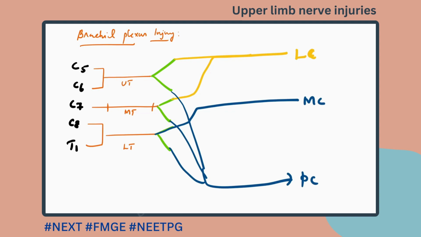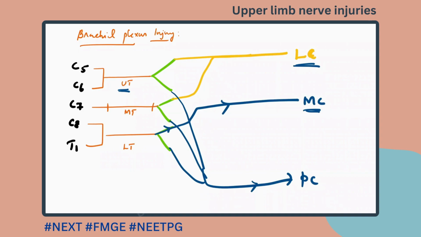Okay, simple. So brachial plexus is formed by C5, C6, C7, C8 and T1 roots. C5 and C6 join to form the upper trunk. The upper trunk divides into two divisions, anterior and posterior. C7 continues as the middle trunk. C8 and T1 join to form the lower trunk. Okay, and they divide into respective divisions. So the lateral cord is formed by the union of the anterior division of the upper trunk and the middle trunk. The medial cord is formed by the anterior division of the lower trunk. All the posterior divisions join to form the posterior cord of brachial plexus. So this is the summary of brachial plexus.